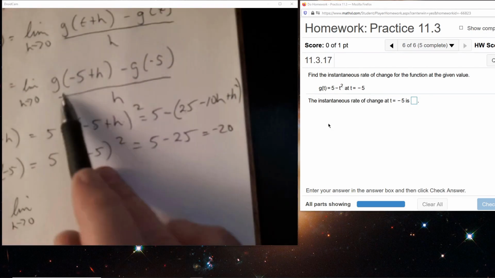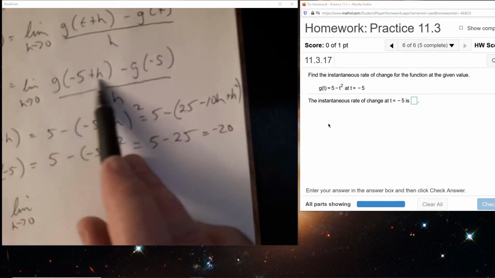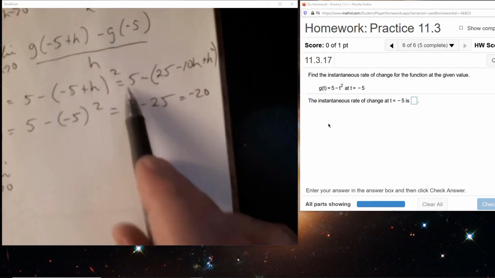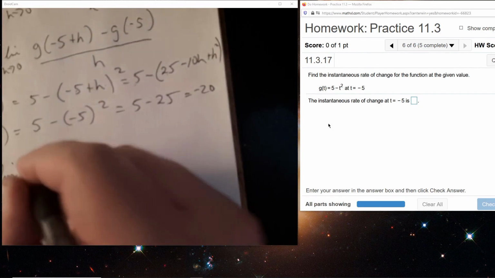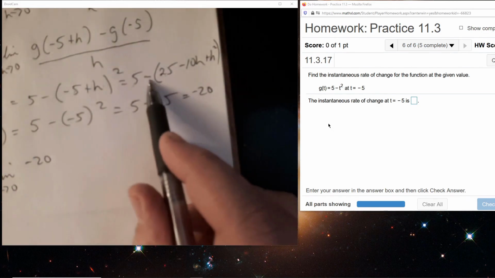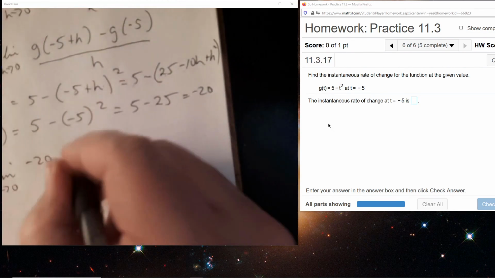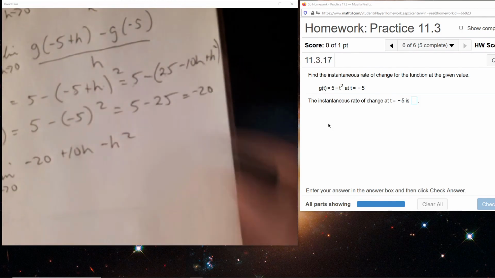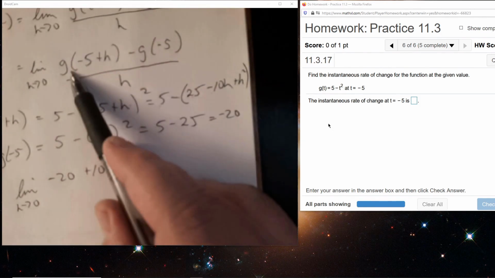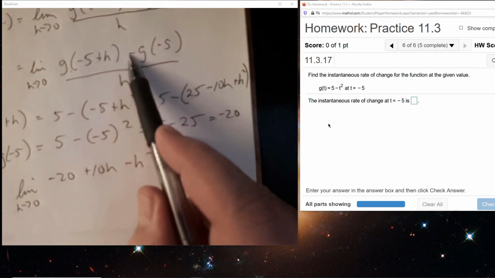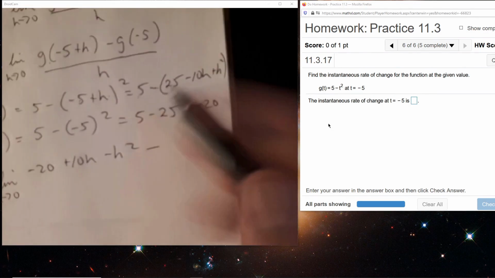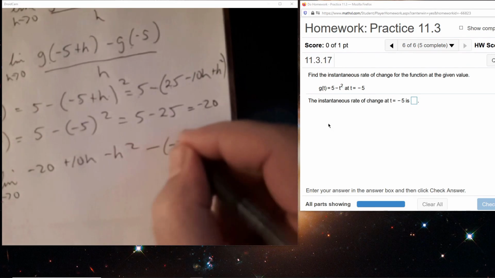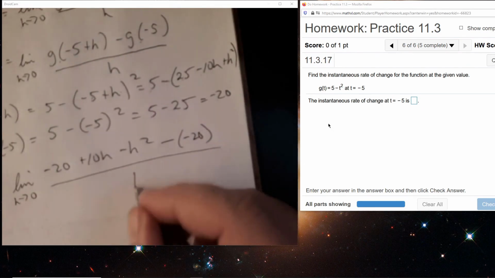So our first thing to do is plug in g of minus 5 plus h. So that's this first part here. So g of minus 5 plus h, we have 5 minus 25. That's minus 20. Minus a minus 10h is a positive 10h. And then minus h squared. That is g of minus 5 plus h. And then we subtract off g of just minus 5, which we figured out was minus 20, all over h.